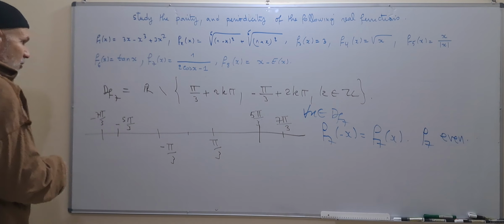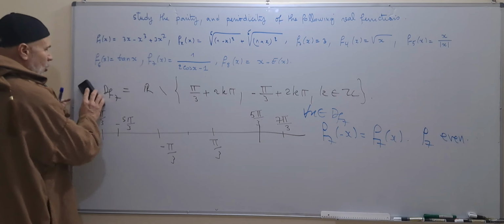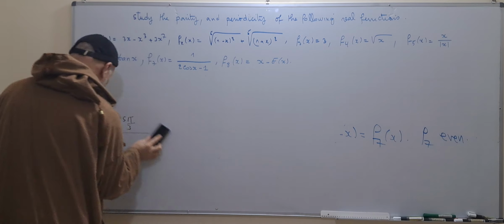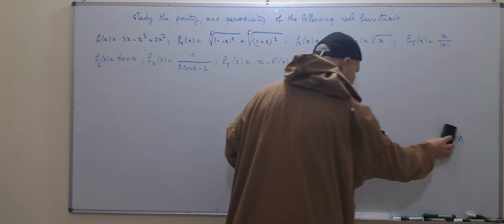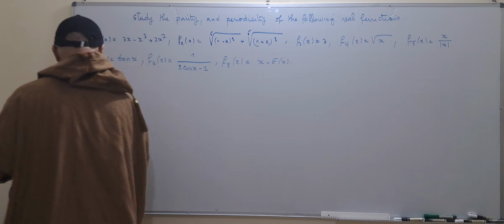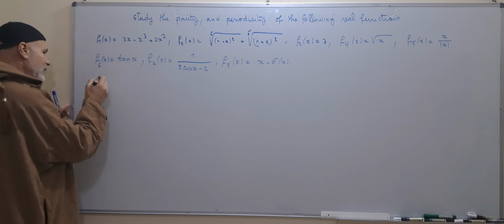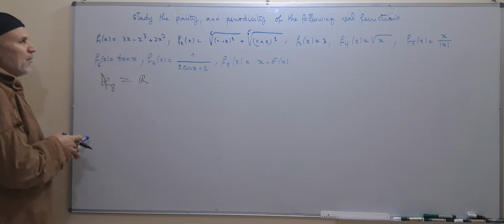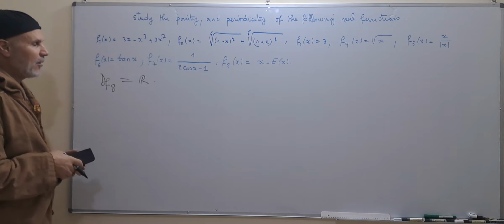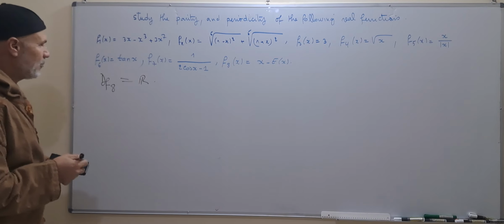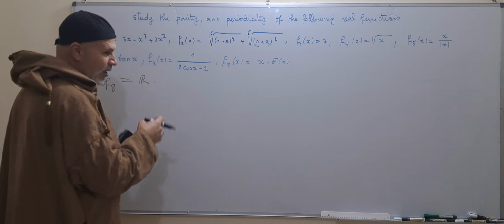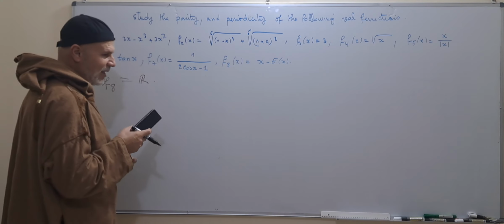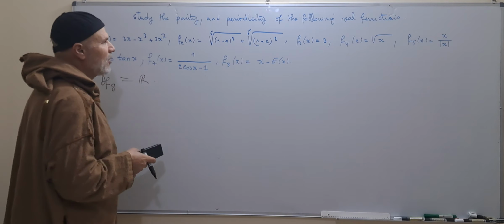How about the last one, f8? The domain of definition of f8 is actually equal to R, but it is neither even nor odd. Why? Because we can just check here. We think that it is neither even nor odd.